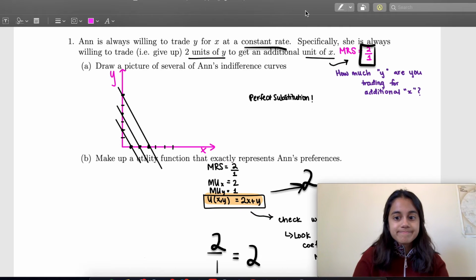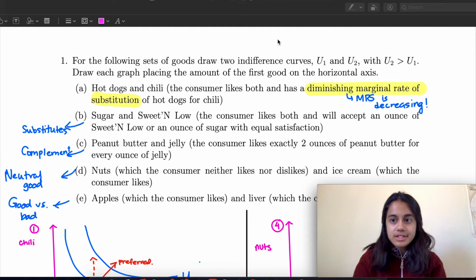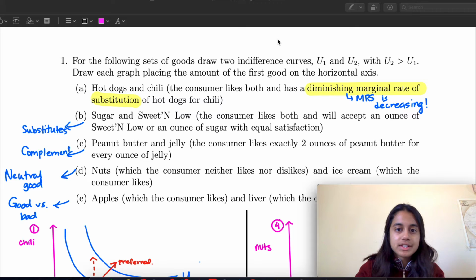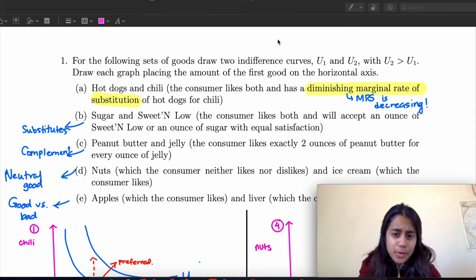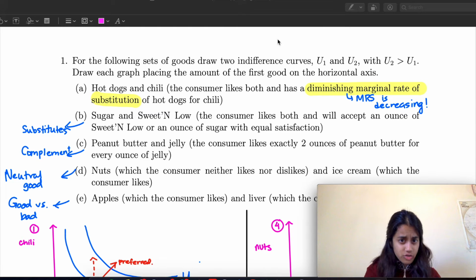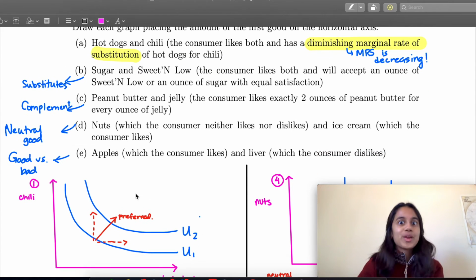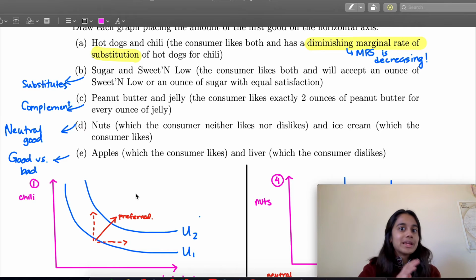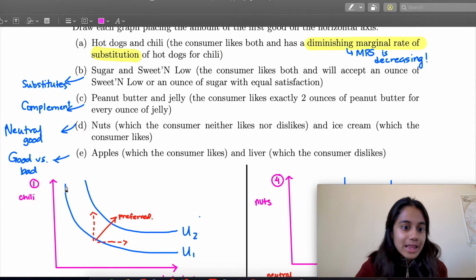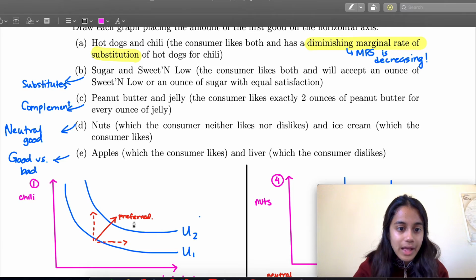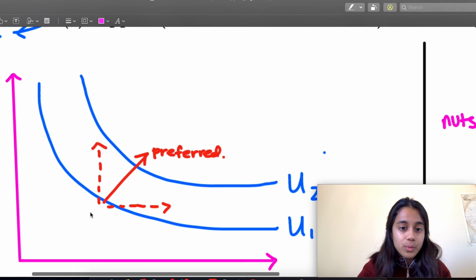So the next problem is, I really like these problems because they go over the different types of preferences there are. So for part 1, it says hot dogs and chili, right? The consumer likes both and has a diminishing marginal rate of substitution for hot dogs for chili. Because we see that diminishing marginal rate of substitution, we know that it won't be a perfect substitution kind of curve. It will have these curves, and that is what your first one will look like.